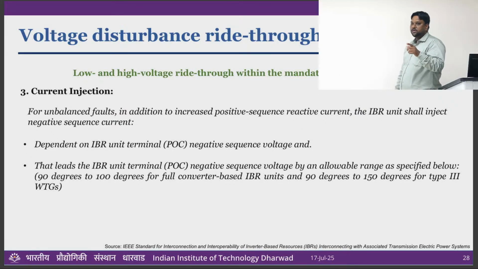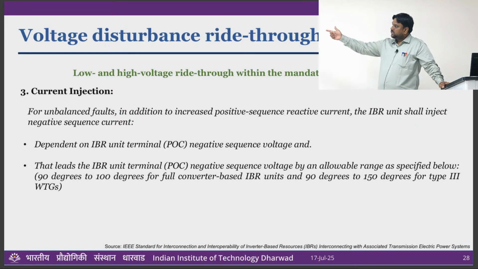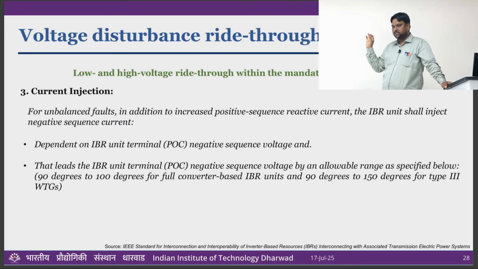As I told, injecting reactive power, each IBR unit has to help in injecting reactive power. So how much reactive power each IBR will inject has to be calculated from the inverter terminal voltage. But this voltage, whatever curve I showed, is the POI voltage. Okay. So we have to provide the additional reactive power support at the generator side if the fault is there. Yes.